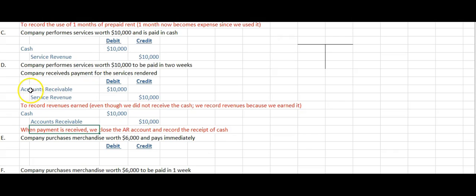Notice how if you combine these two accounts, the net effect is going to be similar to this one, right? The cash is going to be here, service revenue is going to be here, and this receivable is going to wash each other out, right? So the accounts receivable is just a temporary way of recognizing revenues until you receive the cash, because again, we're doing accrual accounting.